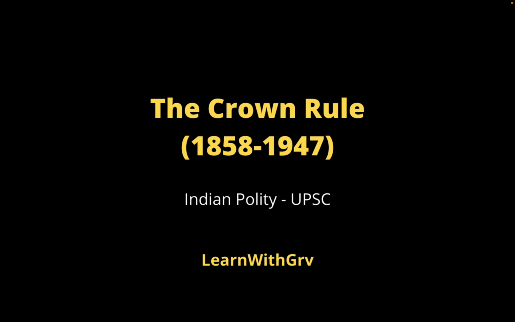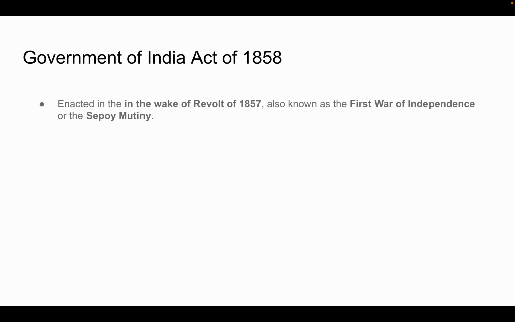So in today's video we are going to understand the Crown Rule, which was from 1858 to 1947, and we are doing this as part of understanding the polity book called Indian Polity by M. Lakshmikant. Alright, so let's get started. So what was the first act in the Crown Rule? This act is called the Government of India Act of 1858.